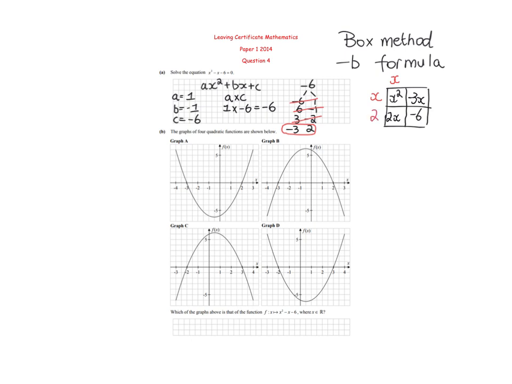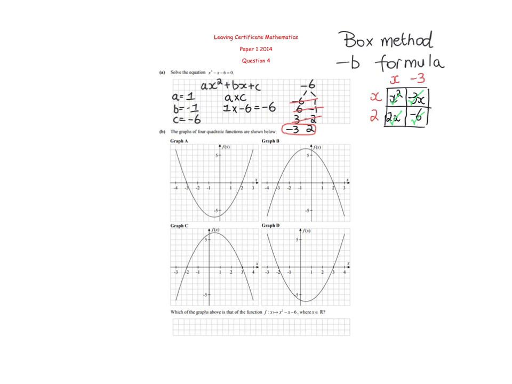Next, we can ask ourselves the question, when I divide minus 3x by x, what am I left with? Well, I'm left with minus 3. Now we can go and check to make sure we're correct. So x by x gives us x squared. Perfect. x by 2 gives us 2x. x by minus 3 gives us minus 3x. And 2 by minus 3 gives us minus 6.